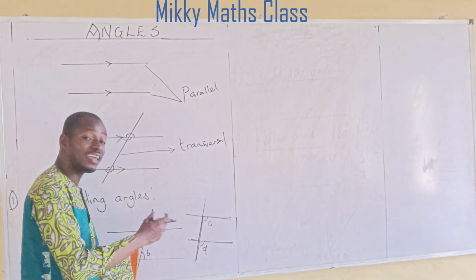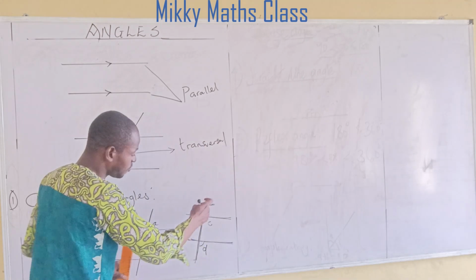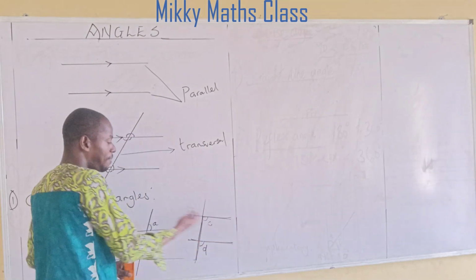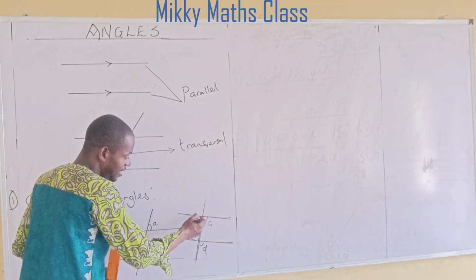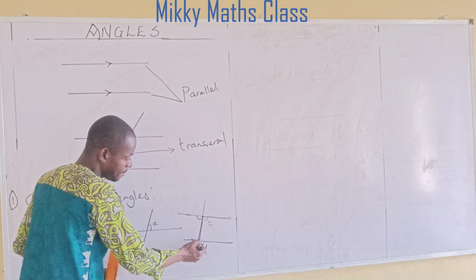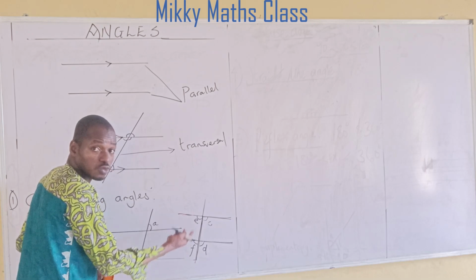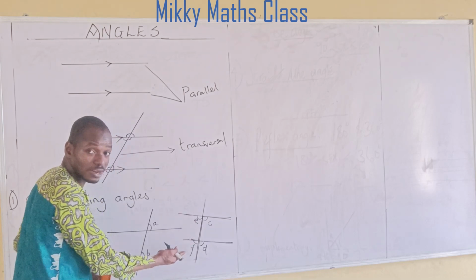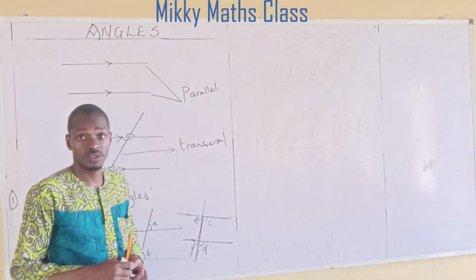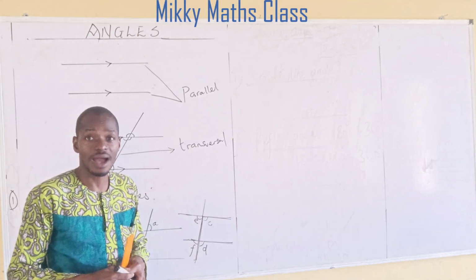I can also write F backwards. This is forward F. Backwards, that means here and here, we can call it E and F. These two also are corresponding to each other. And like we said, corresponding angles are equal.